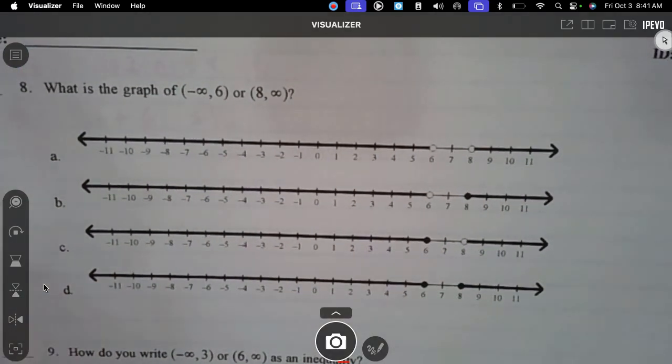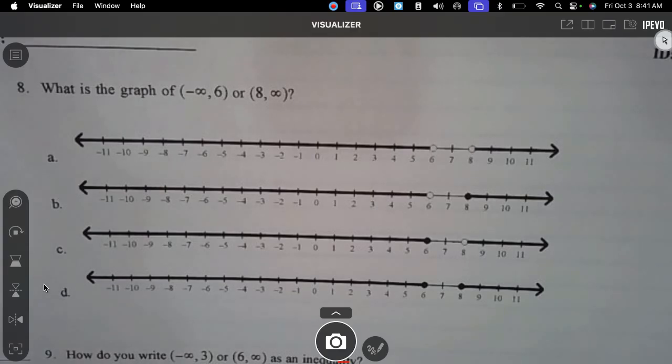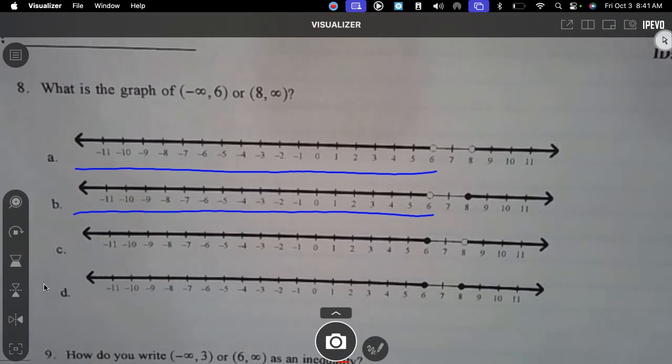All right, what is the graph? It's got an or. Okay, so we've got 2 things going on. Let's just handle the first one and then we'll do the second one. So it's from negative infinity and it goes up to what number? 6. Is 6 an open or a closed circle? Open. So we're looking at negative infinity up to 6. Does everybody see that so far we're matching graph A and B? Because those are open circle at 6 and they're going towards negative infinity. Now the next one starts at what number? 8, and it's not equal to it, right? So it's this one. It's A.